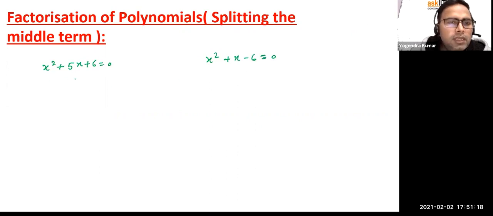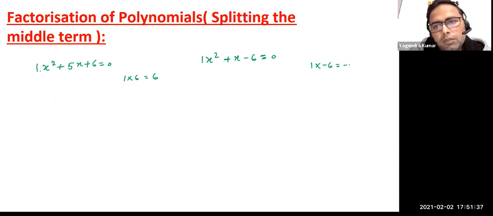I need to do the splitting middle term method. You know what we do here actually? We look at the first coefficient and the last coefficient, a and c, you can say. So 1 into 6 gives us 6 here. But what is here? 1 into minus 6, which is what?